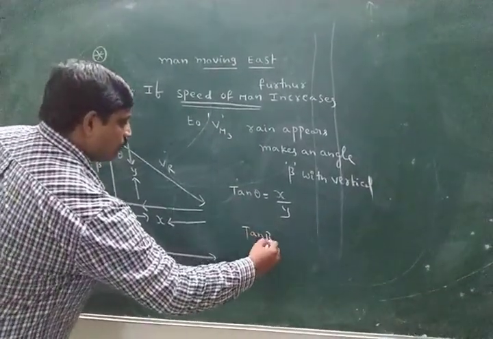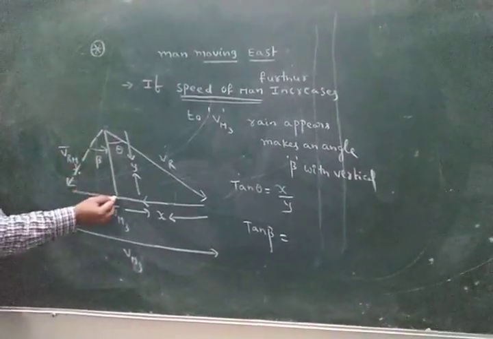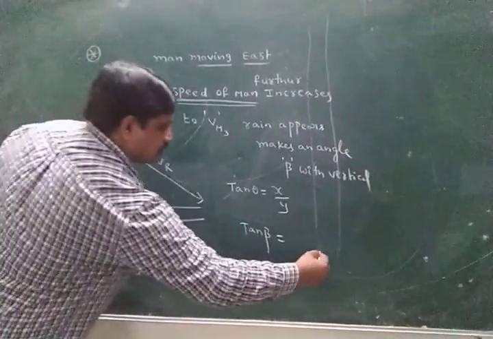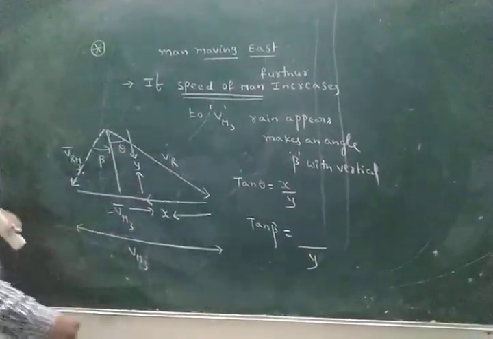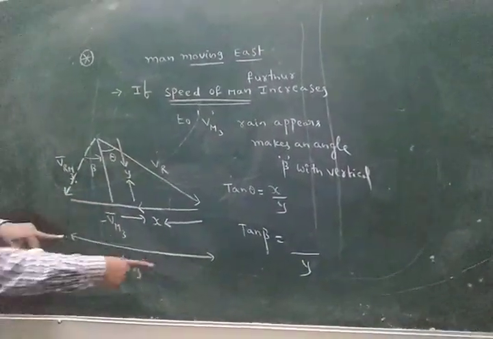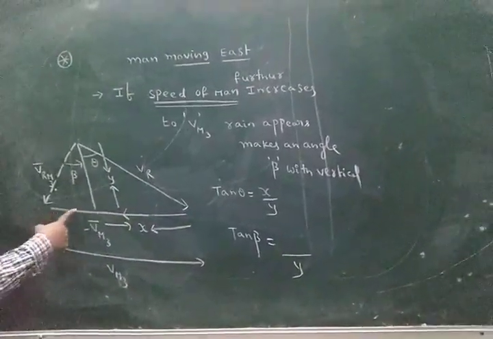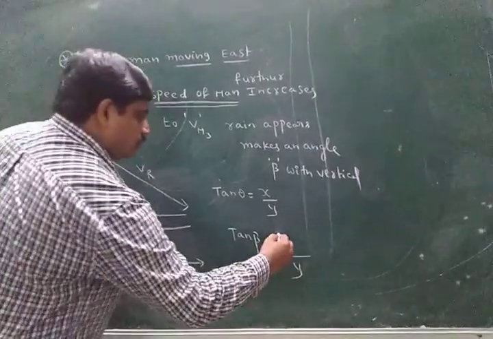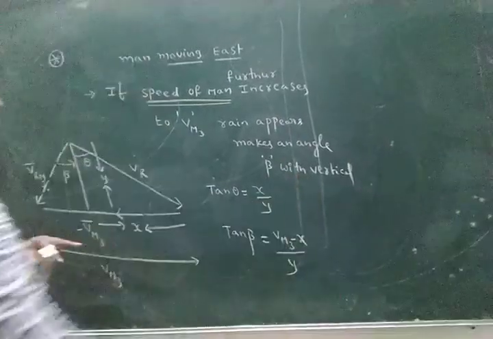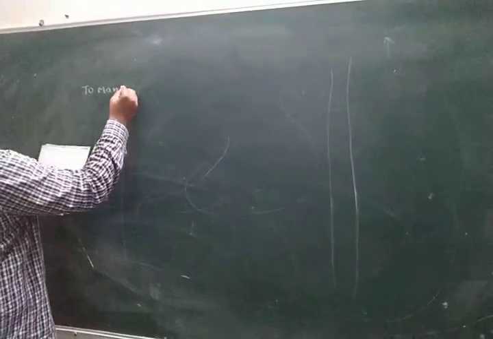What is tan beta? Look at the diagram. What is tan beta? Tan means opposite side by adjacent side. Here the adjacent side is always y, no doubt. But what is the opposite side here? Here to here Vm3. Here to here x. The remaining is Vm3 minus x. Okay? Very important problem.